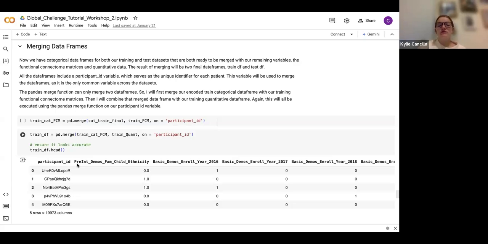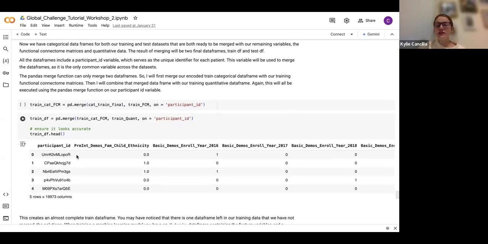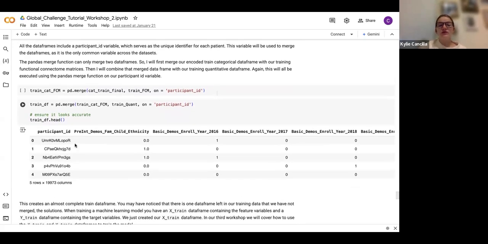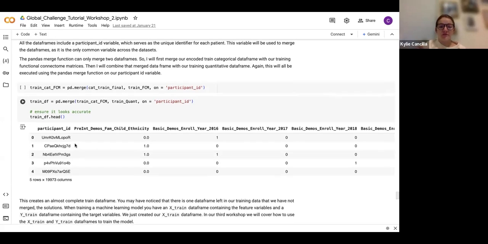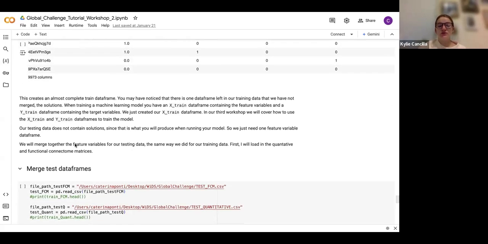This variable will be used to merge the data frames as it is the only common variable across the data sets. We're going to use the pandas merge function to merge all of our data frames, but it only allows us to merge two data frames together. So I will first merge our encoded train categorical data frame with our training functional connectome matrices. Make sure you know that they're all the training data frames. And then I will combine that merged data frame with our training quantitative data frame. Again, this will all be executed using the pandas merge function on our participant ID variable. And now we have created an almost complete train data frame.